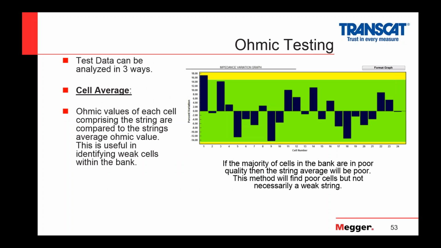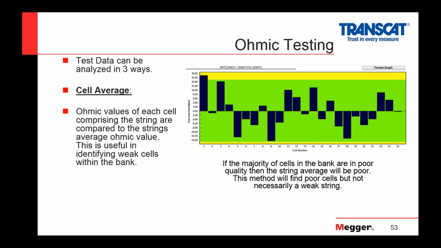How do we analyze the data? Well, there's 3 different ways that you can analyze data. One is by comparing cell averages. So I'm going to test every cell in the string. Then we're going to average them all together and come up with an average value. Then we're going to look at each cell compared to that average to see how much it deviated. If it's deviated by 30 or 50%, that's a flag that says we need to look at this cell and see if there's an issue with it.